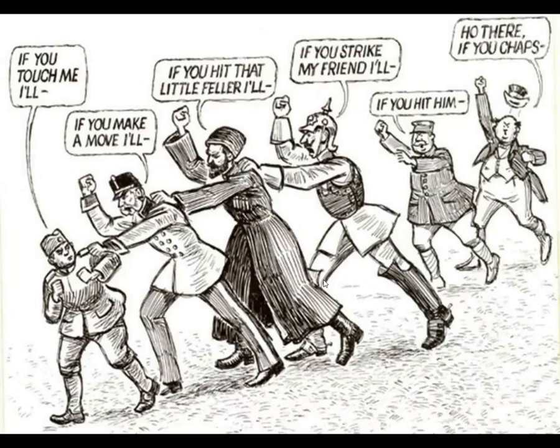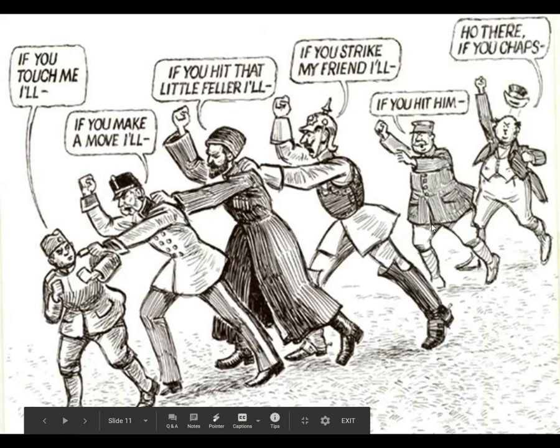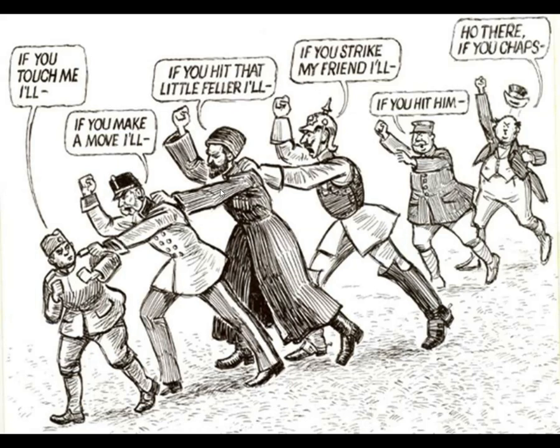And so this political cartoon is kind of a representation of what's going on during World War I or right before. It's this long line of leaders that basically are saying, if you do this, I'm going to, well, if you do that to him, I'm going to. And so you see that, like I said, it was like a bunch of dominoes that all fell at once because of these alliances and the competition that these countries were feeling toward one another.